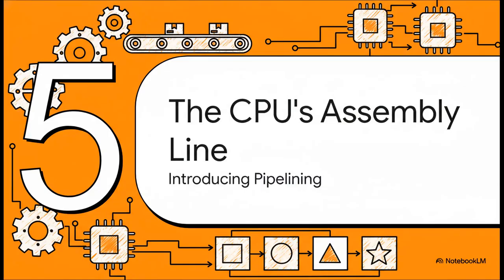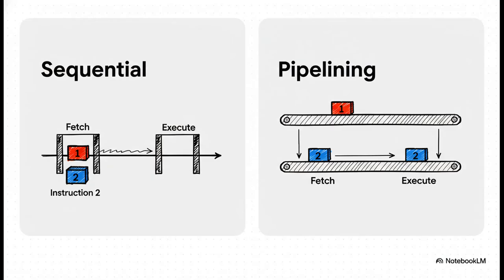So what's the fix? Well, engineers borrowed a truly brilliant idea from the world of manufacturing that completely changed the game for processor performance. They built an assembly line, right inside the CPU. And this slide just shows the difference perfectly. The old way on the left, you had to finish an entire instruction, start to finish, before you could even think about the next one.